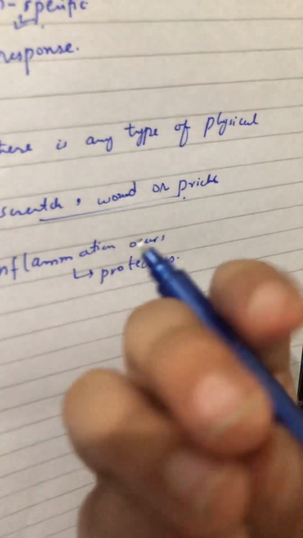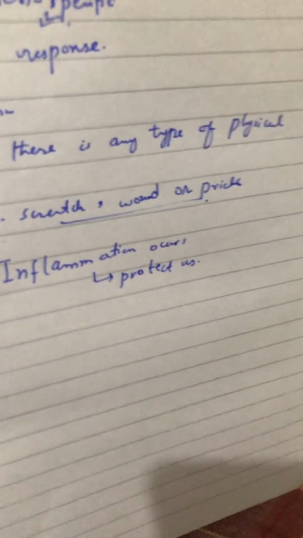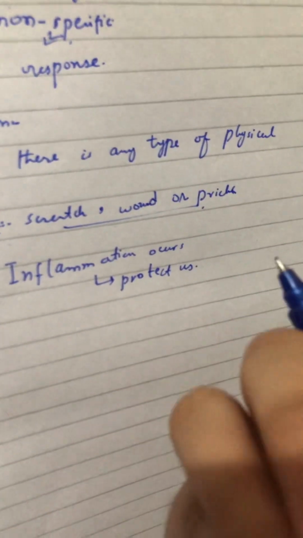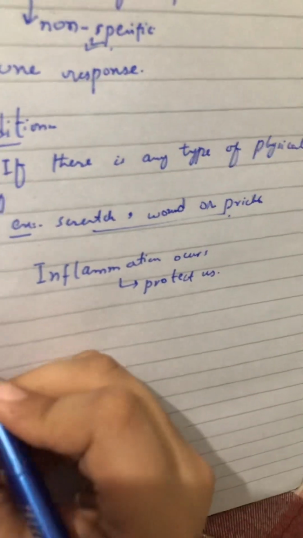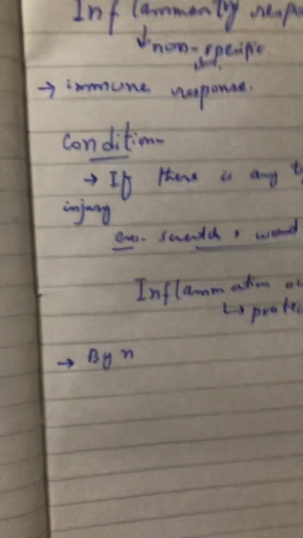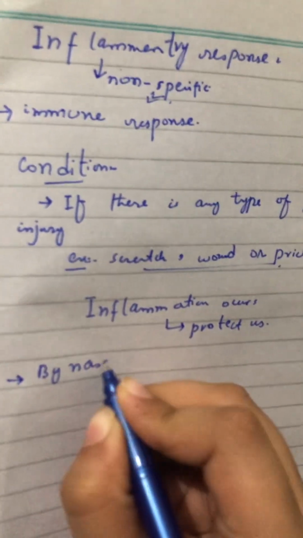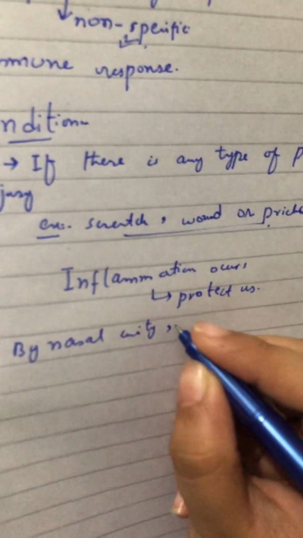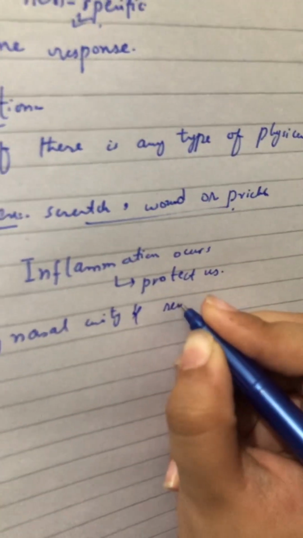When a pathogen enters, that can be through the nasal cavity or through the reproductive tract as well.